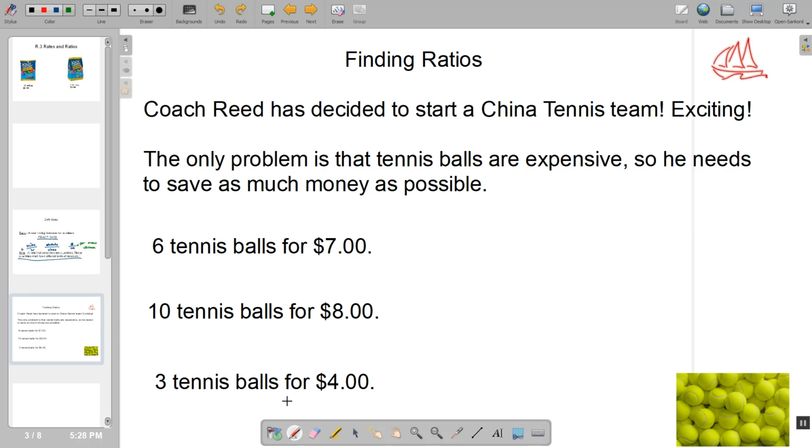So we are going to do dollars divided by the number of tennis balls for each problem, which means we're going to be doing some long division. So for the first problem, we get $7, and we are going to divide by 6 tennis balls. So going a little quickly through the long division here, because I'm hoping that you've done enough long division before.